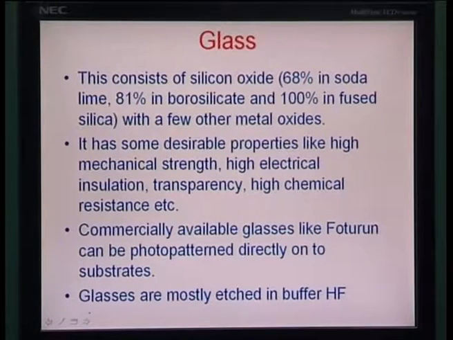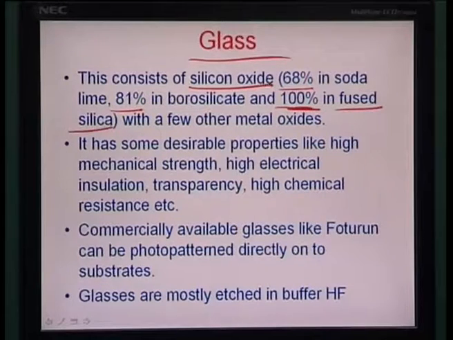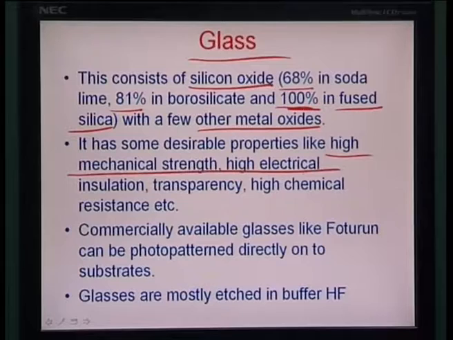On the other hand, some of the other materials like glass normally consist of silicon oxide, which is about 68% in soda lime, 81% in borosilicate. These are different forms of glasses, and 100% as you see in fused silica. So fused silica essentially is the cleanest form of glass that is available, okay. And it has this silicon oxide in combination with some other metal oxides, normally. So it has desirable properties like high mechanical strength, high electrical insulation, more optical transparency, and high chemical resistance, etc.